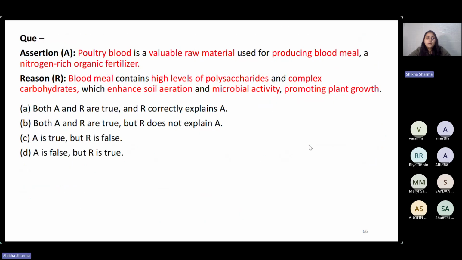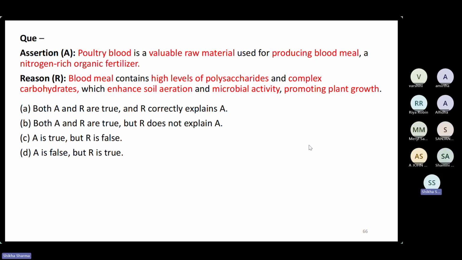Now, about the poultry blood. Poultry blood is a valuable raw material used for producing blood meal, a nitrogen-rich organic fertilizer. The reason is that blood meal contains a high level of polysaccharides and complex carbohydrates, which enhances soil aeration and microbial activity, promoting plant growth. So which is the correct one here? Would anyone like to answer?